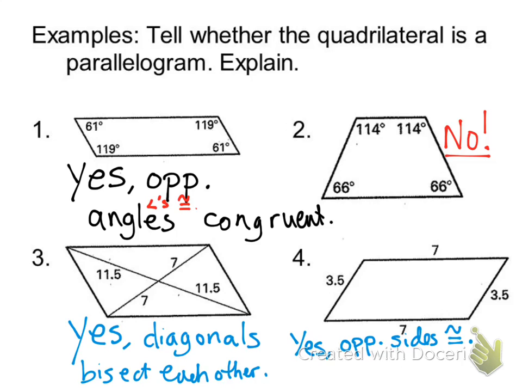Okay. I do want to point something out before we move on to the other examples. The biggest mistake I see here is that you don't write out your entire thought. So for number 1, a lot of people would write, yes, congruent. That's not enough information. Or people would write, yes, angles. Okay, I need complete thoughts. Yes, what about the angles is special? So yes, the opposite angles are congruent.